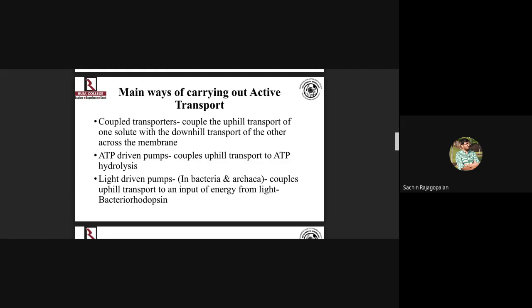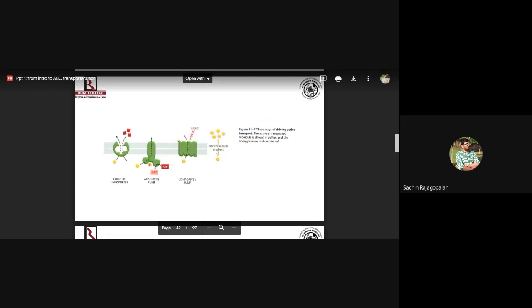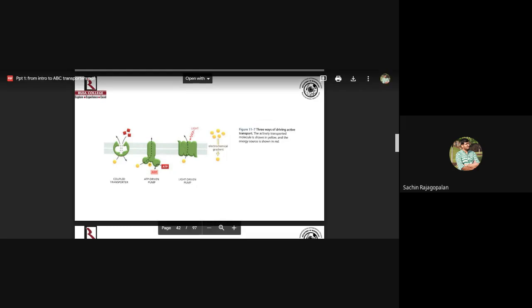So these are the three methodologies using which you will see that cells carry out transport. So you can see here they've shown you coupled transport. Coupled transport looks very much like an antiport, wherein one stuff is being thrown out, another is being taken in. You have ATP driven pump, wherein you can see ATP is getting hydrolyzed, and you have light driven pump wherein energy is derived from sunlight.